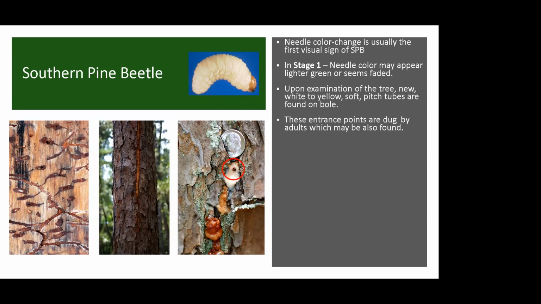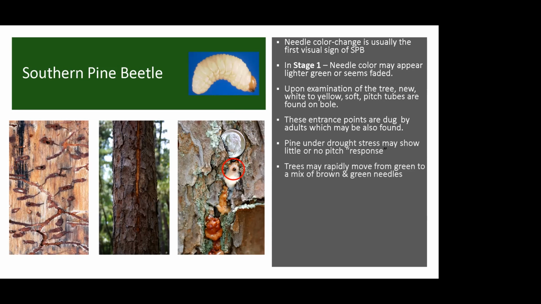Upon examination of the tree, you might start to see these young white to yellow soft pitch tubes, like you see here beneath the dime. These are the entrance points, which are dug by the adults. And you might actually find an adult, which is that black dot in the center of the red circle. Typically, we see pine like this exhibit these pitch tubes, but if it happens to be extremely drought stressed, you might not see a pitch response. Pitch is the first thing a tree does to attempt to survive an attack like this. It tries to force the insect out.